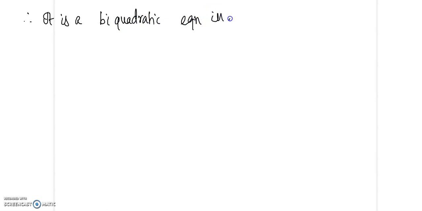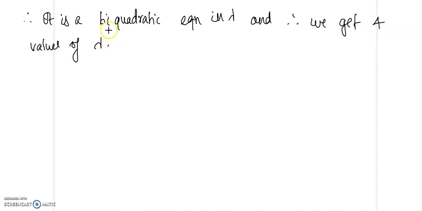Okay. So therefore it is a biquadratic equation in lambda, and therefore we get 4 values of lambda. Now these 4 values of lambda will correspond to 4 points of the ellipse, and the normals at these points will pass through the given point.